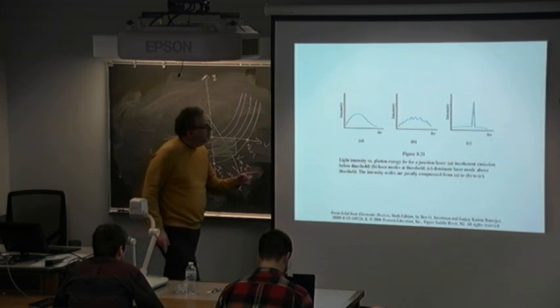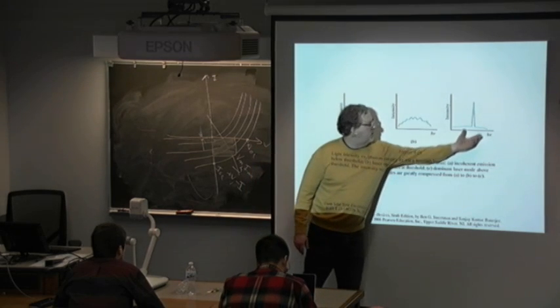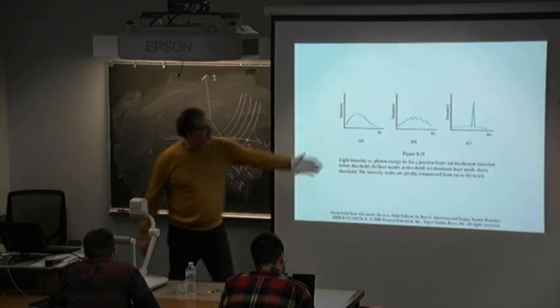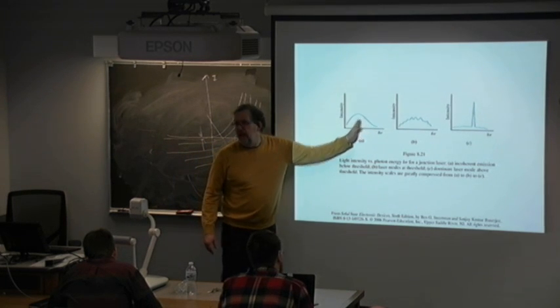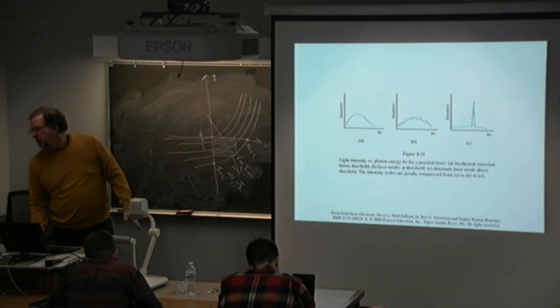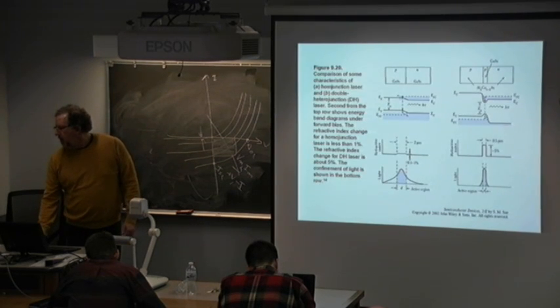So as a laser goes from below threshold to above threshold, then it starts to lase and you'll see the modes kick in. But below threshold, it actually looks like an LED. Just sort of a Gaussian distribution of light.